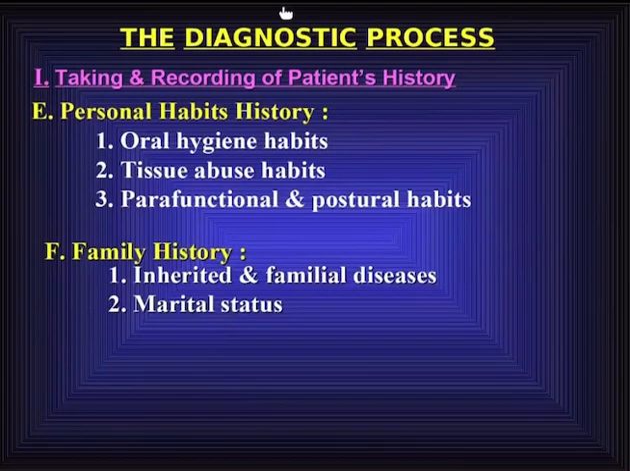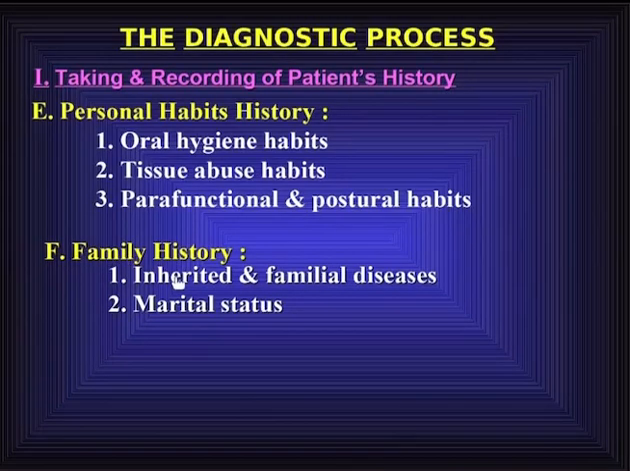After that, you have the personal habit history. You need to ask about the brushing habits, tissue abuse habits like smoking or chewing tobacco, and parafunctional and postural habits. Parafunctional means habits which are not under your control, like nail biting, lip biting, cheek biting, or bruxism.